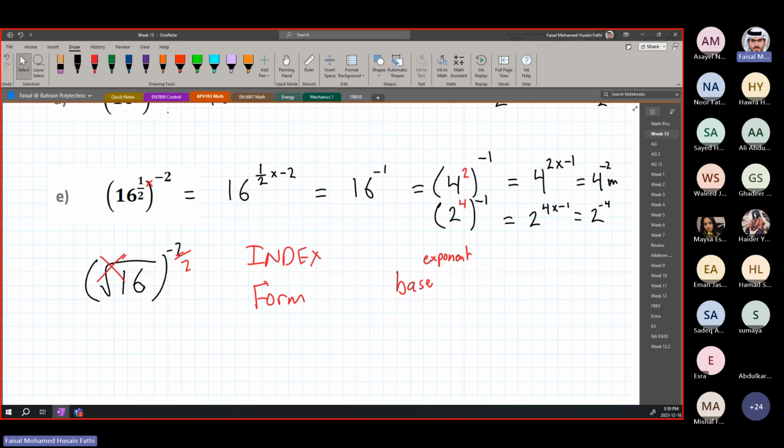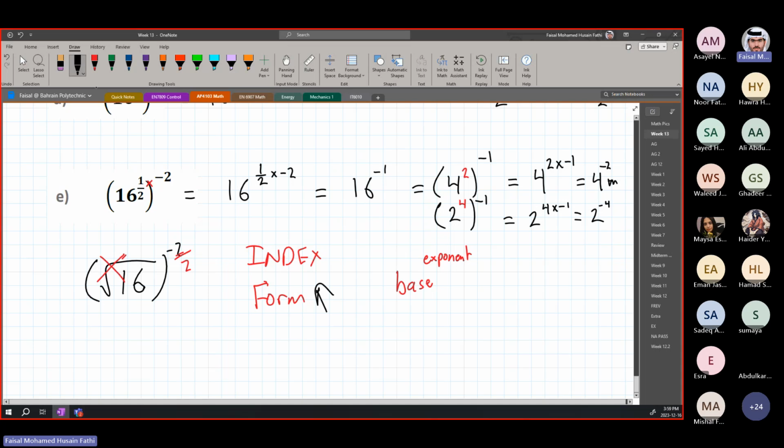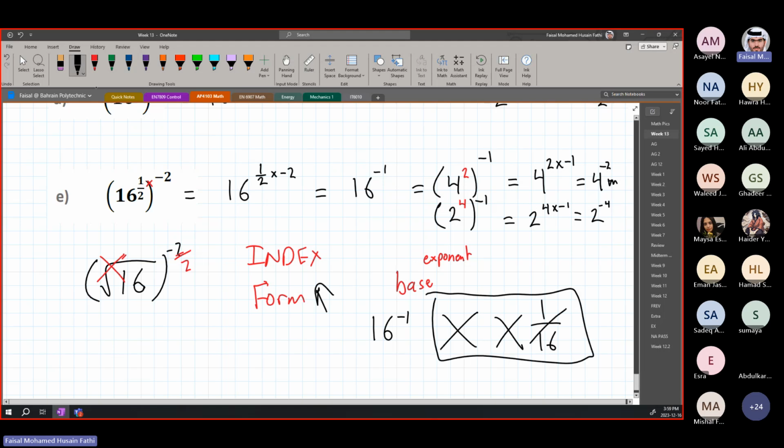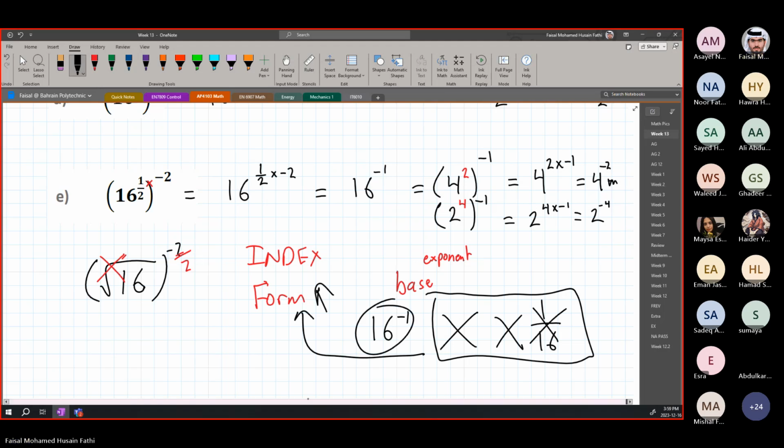Again, when it's asking in index form, you should not have anything in the denominator. So the answer will be 16 to the power of minus 1, right? Not 1 over 16. This you should not do in the case of index form. Okay? This is the correct answer. This is the index form answer. And that's, I think, the entire worksheet.